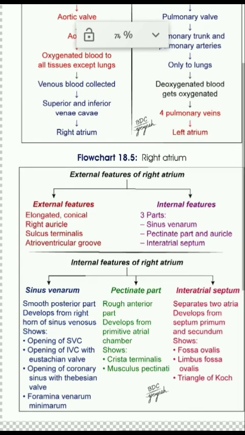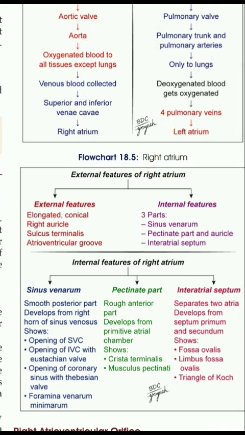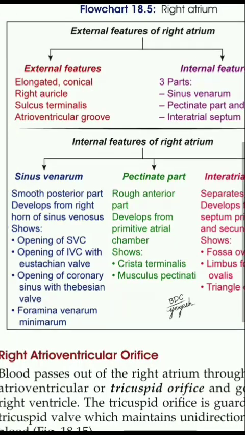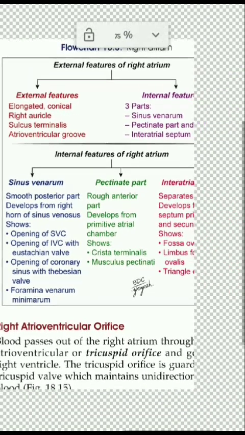So you see here the external features of the right atrium. Its external features are the elongated conical right auricle, sulcus terminalis, and atrioventricular groove. That is all of the external features of the right atrium. Internal features: we see the sinus venarum, pectinate part, and interatrial septum.